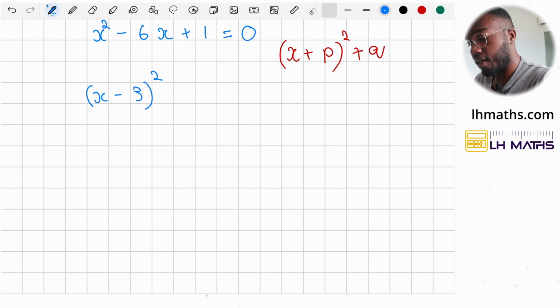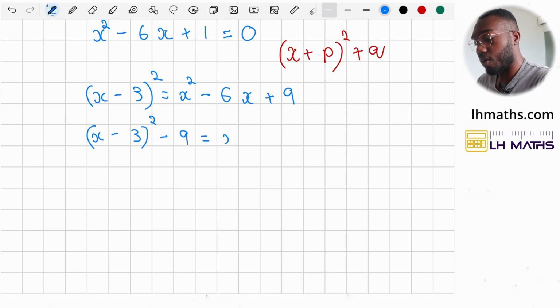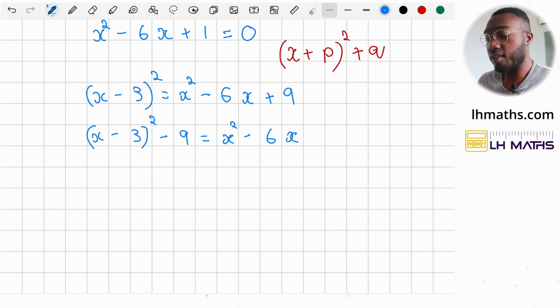squared, and then if we were to expand that out, we would get x squared minus 6x, which is good, that's what we want, but we'd also get a positive 9. We'll get that positive 9 as well. So therefore, we need to bring that 9 to the other side. So if we bring the 9 to the other side, we get x minus 3 squared minus 9 is equal to x squared minus 6x. Perfect, okay? That's what we want.